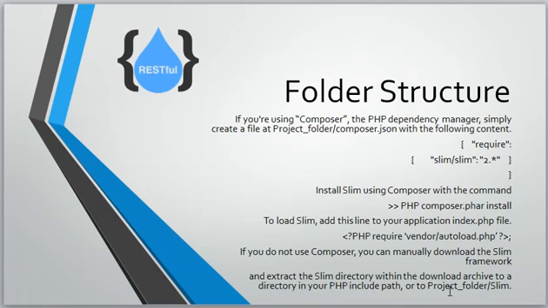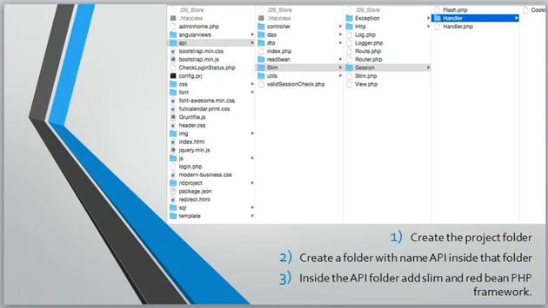To load Slim, add this line to your application index.php file: <?php require 'vendor/autoload.php'; ?>. Here is the folder structure. This is done more modular. Inside the project folder, we have created a folder with the name API. Inside the API folder, add the Slim and RedBean PHP frameworks.